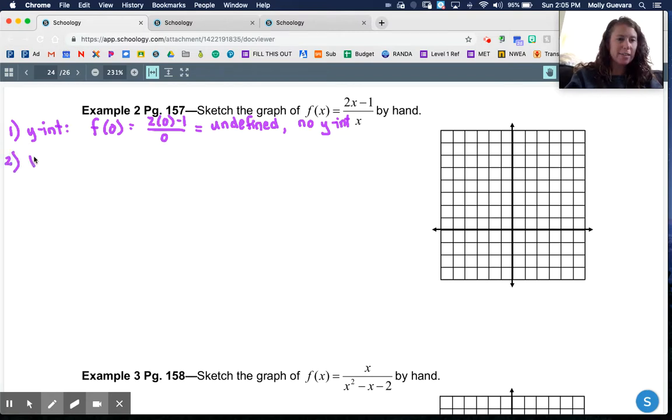Okay, the x-intercept is anything that is a 0 of the top, but not of the bottom. So if I set the top equal to 0, 2x minus 1 equals 0, add 1, divide by 2, okay, x equals 1/2. So this tells me that the graph crosses the x-axis at (1/2, 0). So I can go ahead and plot that point as well.